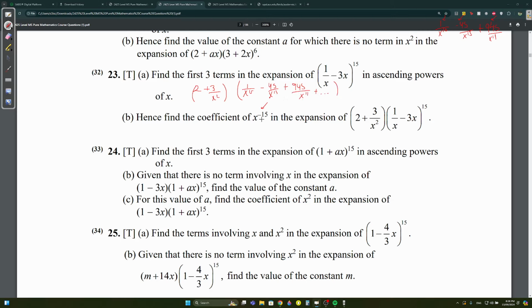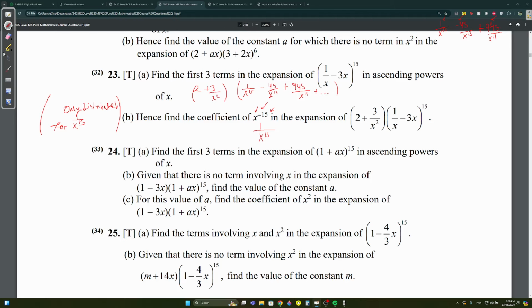Okay, they want the coefficient of x to the power of negative 15. In other words, instead of saying x to the power of negative 15, we can say 1 over x to the power of 15, right? So let's see here, which one will get me 1 over x to the power of 15? I'm only going to distribute the ones that could get me x to the power of 15. In your written part, this would be correct, but you have to put the note: only distributed for x to the power of 15. Put it as 1 over x to the power of 15.